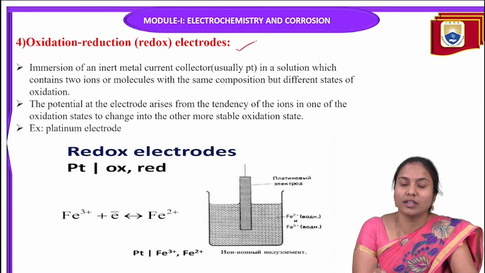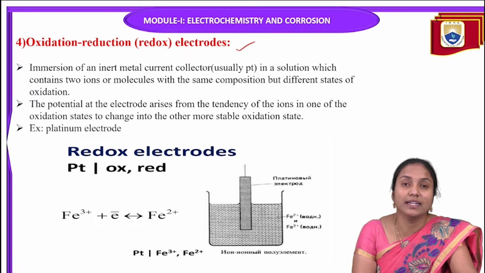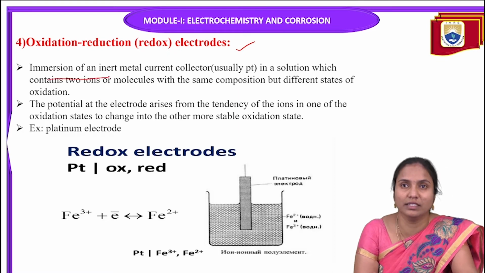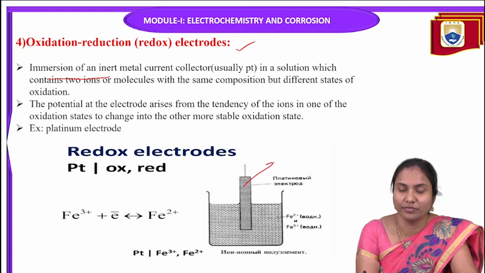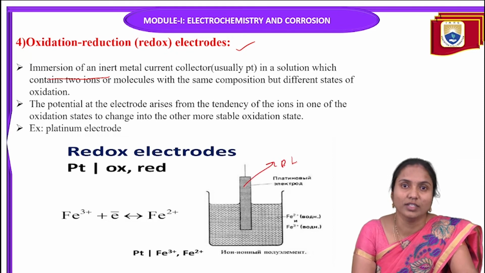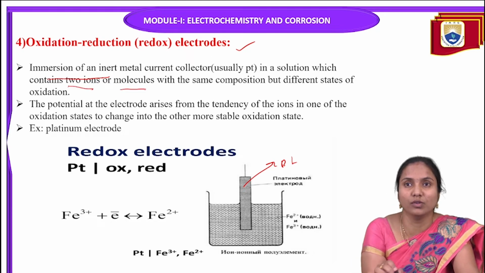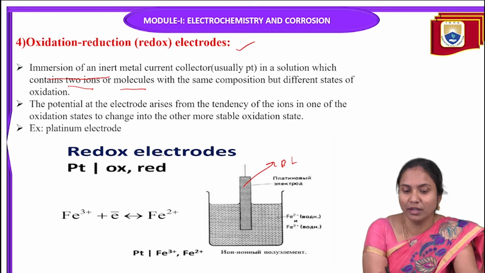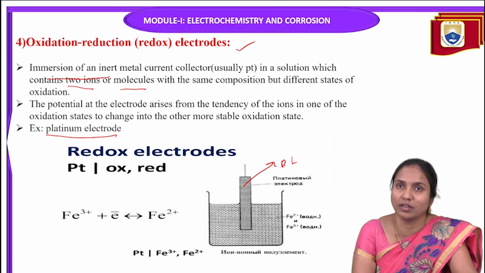The fourth type of electrode is the oxidation-reduction electrode. It is also called the redox electrode. Both reactions, either oxidation or reduction, take place in that electrode, so these electrodes are called redox electrodes. In this, an inert metal, generally platinum, is immersed in a solution which contains two ions or molecules with the same composition but different states of oxidation. For example, we take the platinum electrode as an example of redox electrodes.